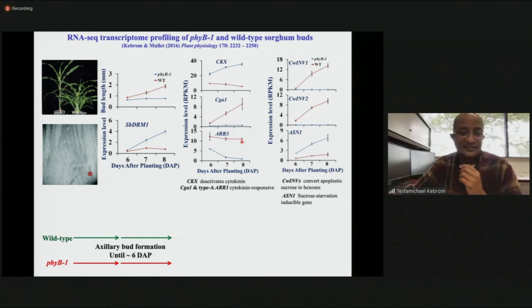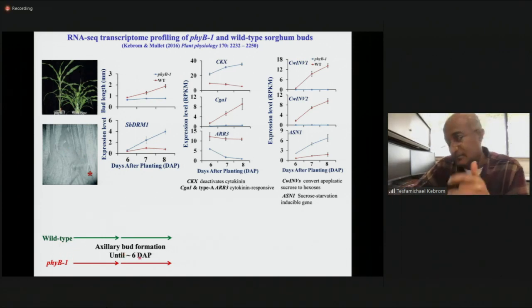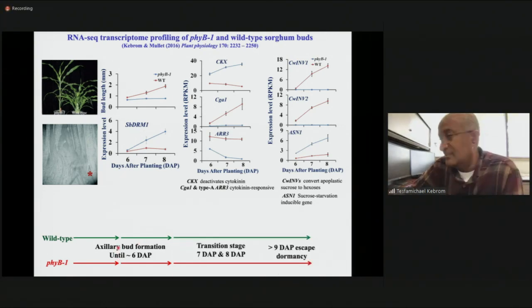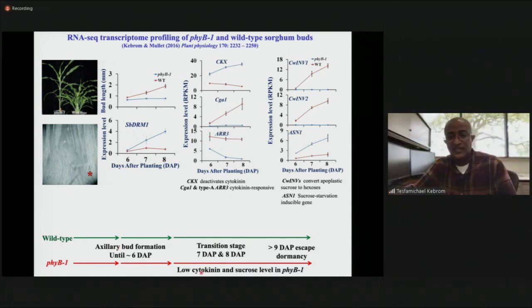So based on this result, we developed this model. Once the seeds of wild type and 5B1 plants are germinated, the buds in the first leaf axil develop until 6 days after planting. This is the bud formation stage. Then the buds enter a transition stage. During this time, the level of cytokinin and sugar in the 5B1 bud was very low, and the bud became dormant. So that bud transitioned into dormancy.